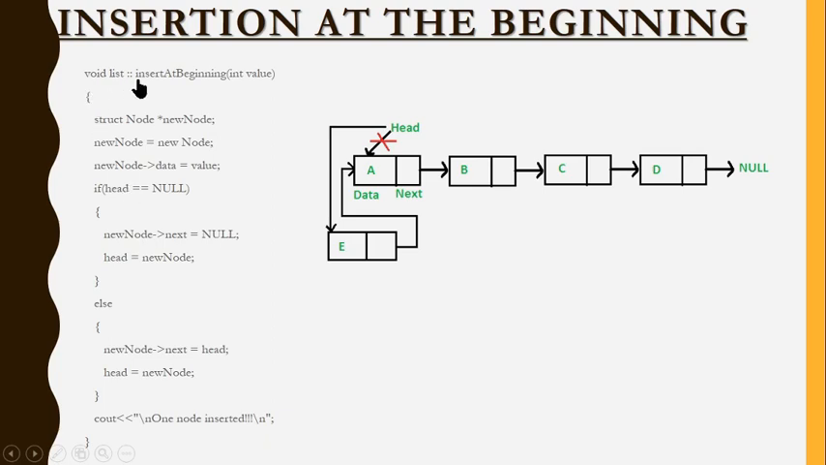I have defined everything outside the class. Since it's an abstract data type, we don't define anything inside the class; we define everything outside the class. I have a function called insert at beginning with an integer value. We need the parameter because we are going to insert a new node, so I need the value of it.